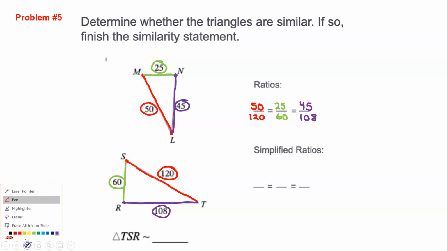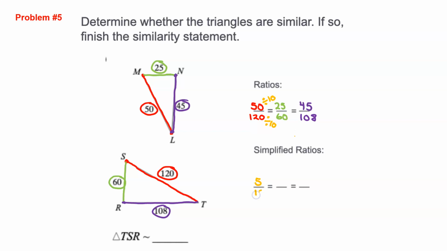Now I just want to go through and simplify these ratios as much as I can. For this first one, looks like I can divide top and bottom by 10. That should probably be the biggest thing. So 50 divided by 10 is 5, and 120 divided by 10 is 12. That looks about right. I can't simplify that fraction any further. 5 over 12.